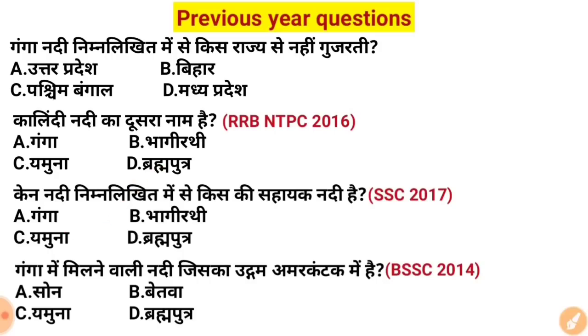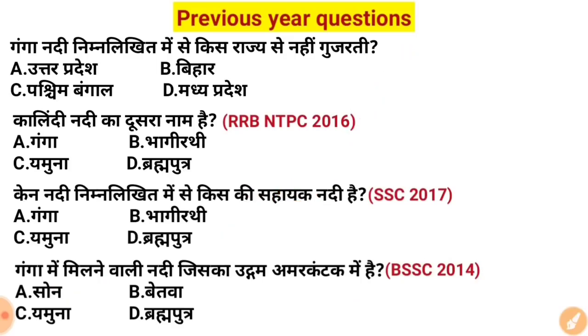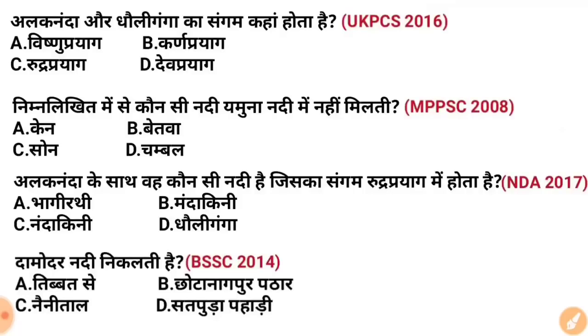Next, let's see the river that meets Ganga, which has its origin in Amarkantak. Which river was flowing from Amarkantak Hill? This was Sone River. Earlier we had seen that it was meeting after going up from Amarkantak Hill. Where was it meeting? It was meeting in Patna. Remember it. After that, let's see where Alaknanda and Dhauli Ganga meet. Where did Dhauli Ganga originate from? It originated from the dust of the feet of Lord Vishnu. So Vishnu Prayag is its confluence. Remember Alaknanda and Dhauli Ganga.